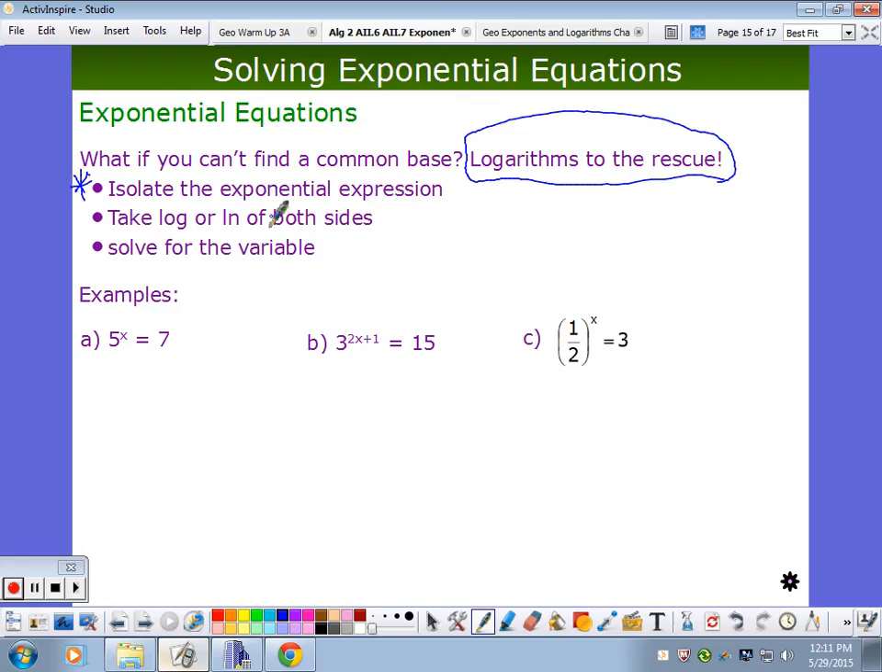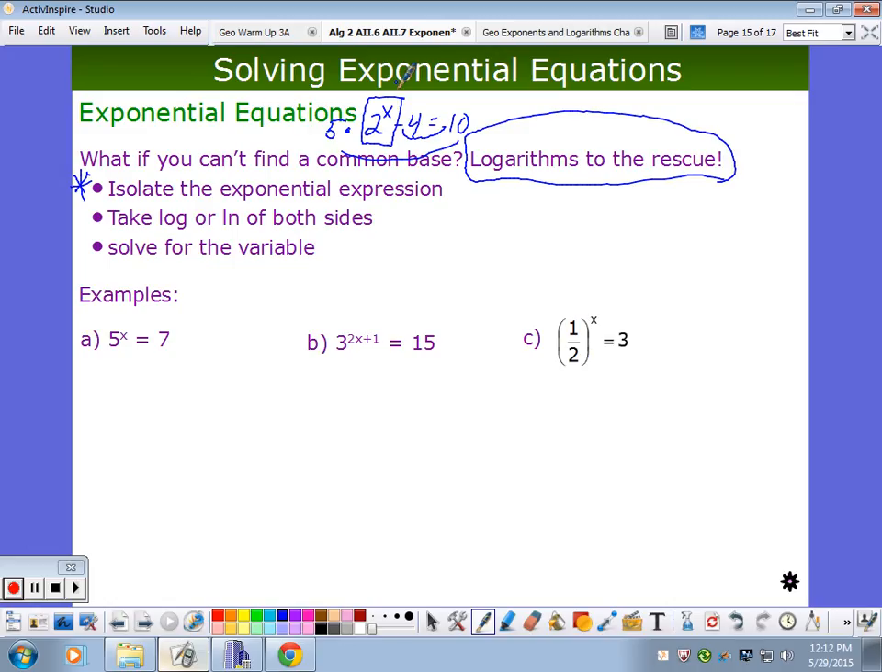Yeah, okay. Isolate, thank you. Isolate the exponential expression, which means if you've got some kind of exponential expression and you're multiplying by 5 and you're subtracting 4 and it equals a number, don't do anything yet till you add 4 and divide by 5. So I want just this thing all by itself on one side of the equal. Do we have that? Yeah.